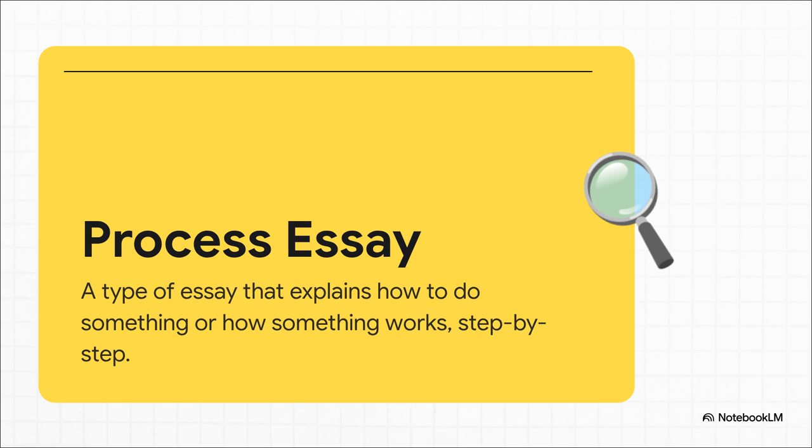Okay, so what's the official definition? A process essay does one of two things. It either explains how to do something, or it explains how something works. The main goal, always, is to guide your reader through a series of steps, clearly and logically. You can just think of it as a classic how-to guide, but in essay form.